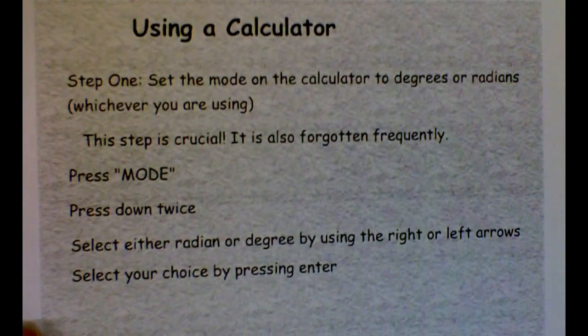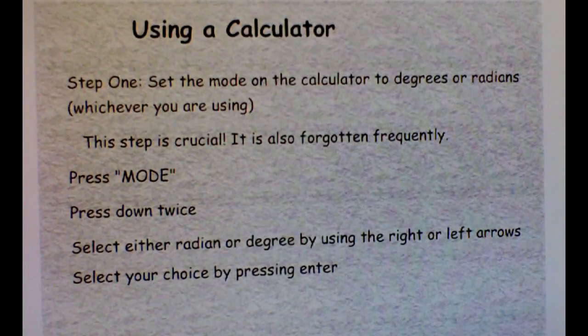All right, you can also use a calculator for some of these. First step is to set the mode on your calculator to degrees or radians, whichever one you're using. This is very, very, very important. It is also the most commonly forgotten step. To do that, you press mode, press down twice, and then select either radian or degree by using the left or right arrows, and select your choice by pressing enter.